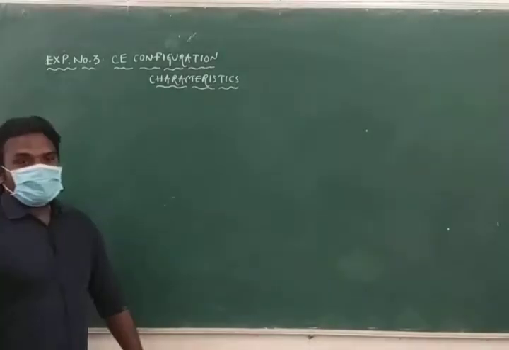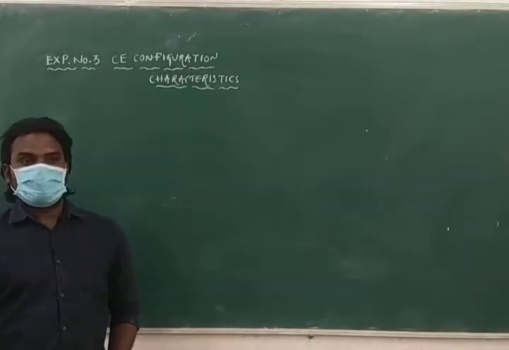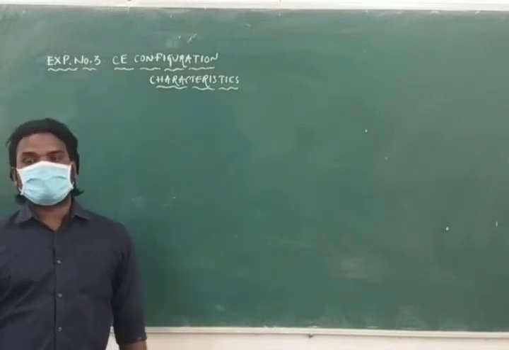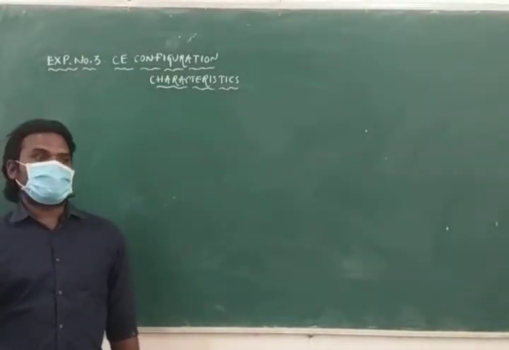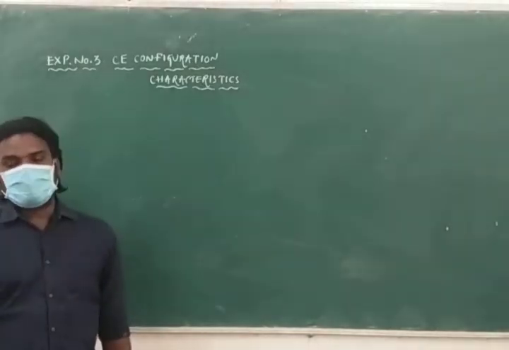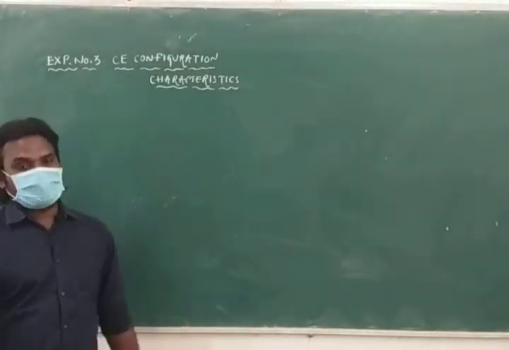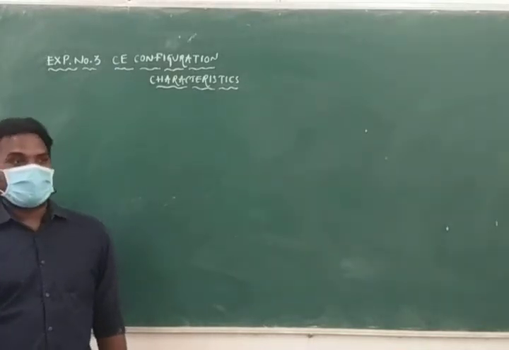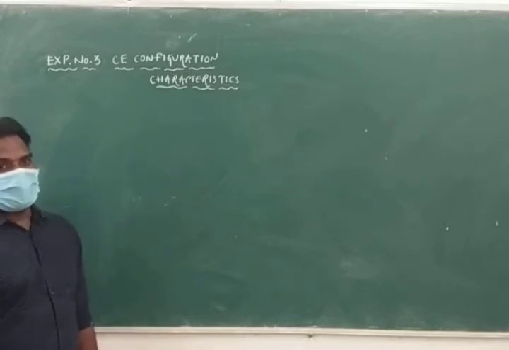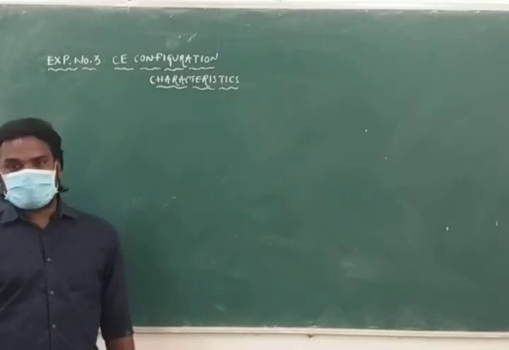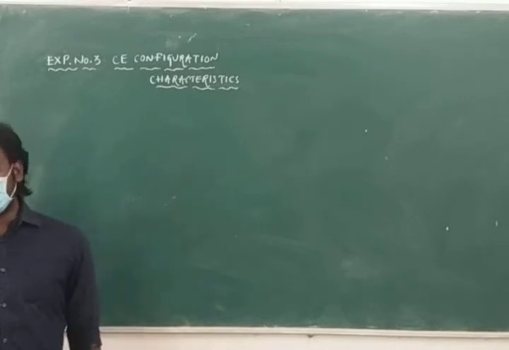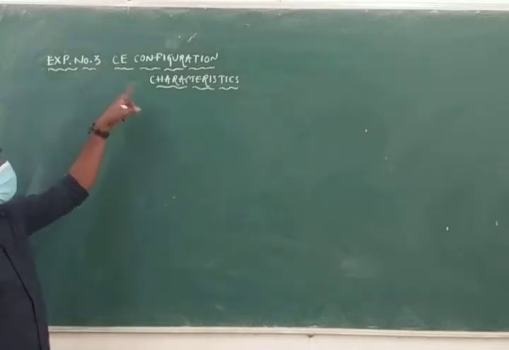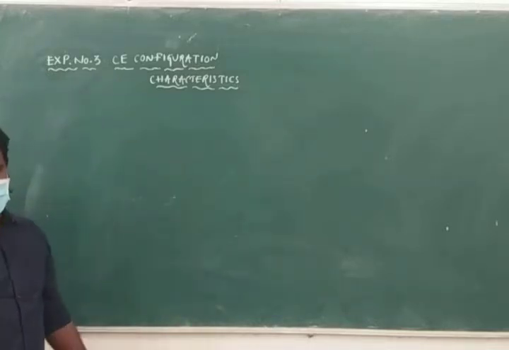In this video I am going to talk about the characteristics of CE configuration. Characteristics are nothing but a voltage and current relationship only. When we are talking about the voltage and current relationship, we are verifying Ohm's law. Ohm's law is when the voltage is directly proportional to current. V is directly proportional to I, that is called Ohm's law. So here we must study the CE configuration characteristics.